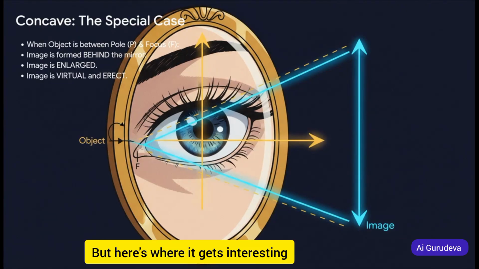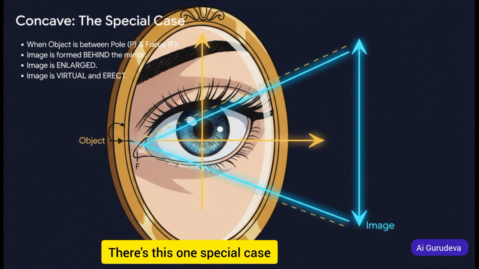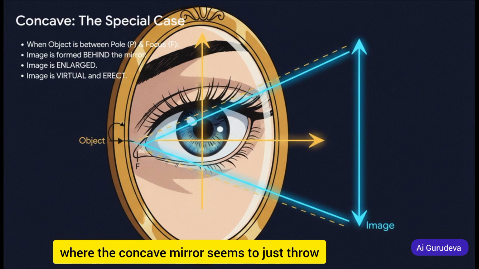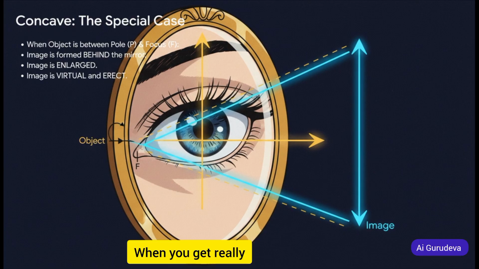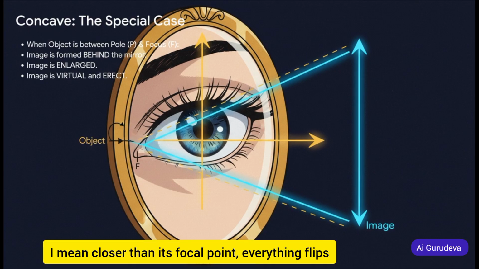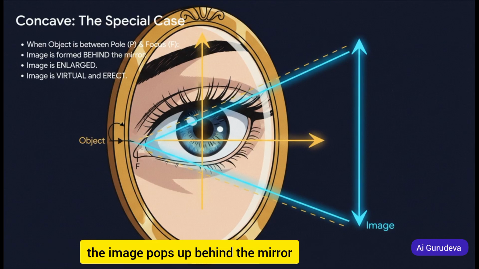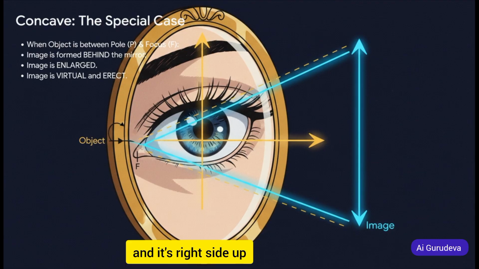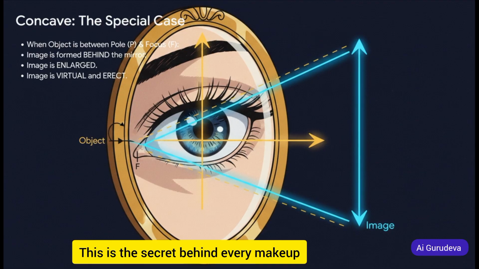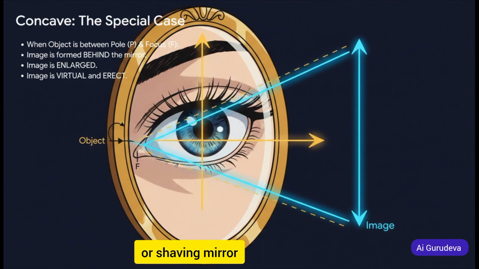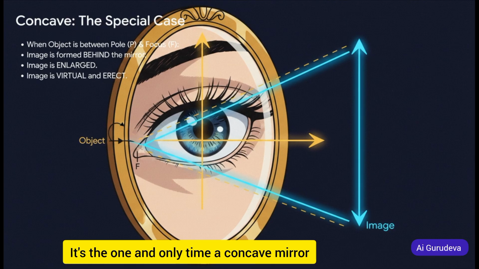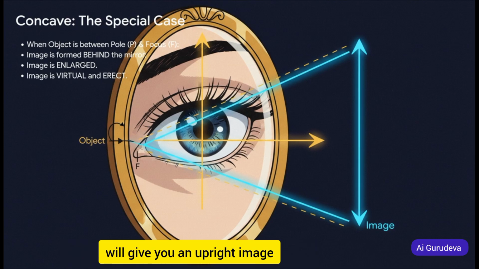But here's where it gets interesting. There's this one special case where the concave mirror seems to just throw out its own rulebook. When you get really, really close to it, I mean closer than its focal point, everything flips. Literally. All of a sudden, the image pops up behind the mirror, it gets bigger, and it's right side up. This is the secret behind every makeup or shaving mirror. It's the one and only time a concave mirror will give you an upright image.